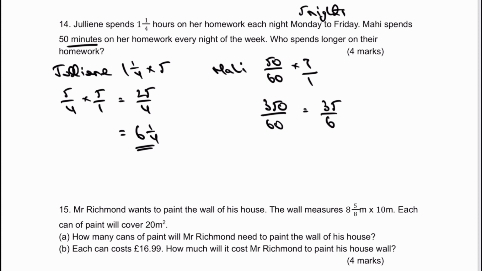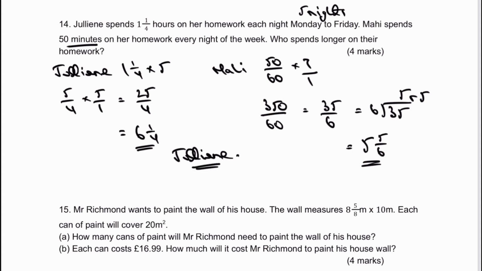And actually in that particular case we can do a short division. We can say how many times does 6 go into 35? Well, that's going to be 5. 6 is a 30, and then I've got a remainder of 5. So basically Mahi now spends 5 hours and 5/6, or rather 5 5/6 of an hour. So therefore the person that spends the most time on homework is going to be Julianne. Okay, and that would be the answer to that particular question.